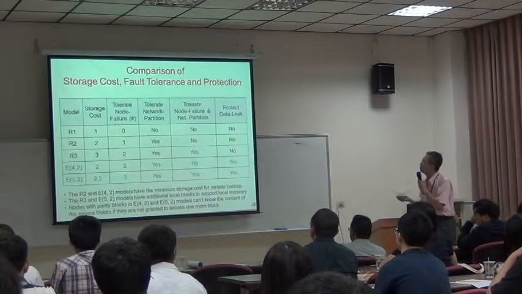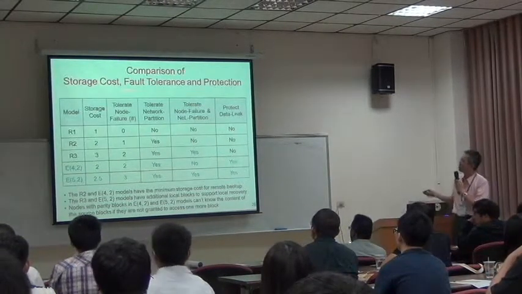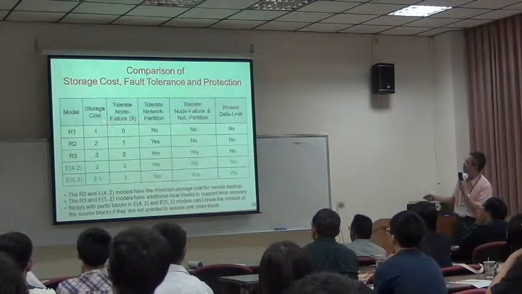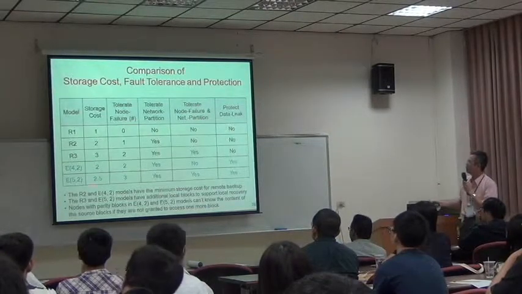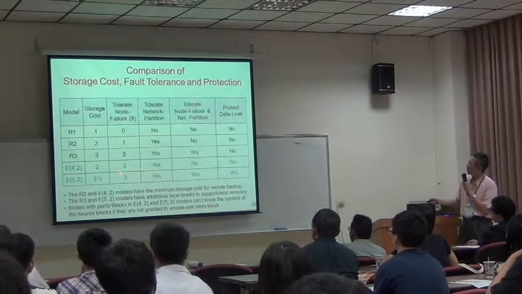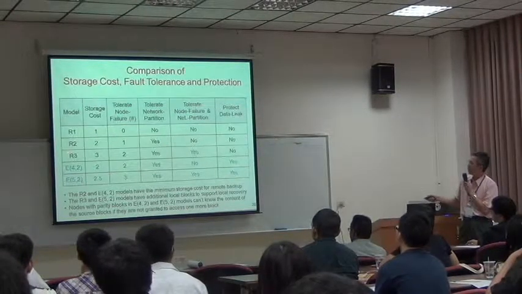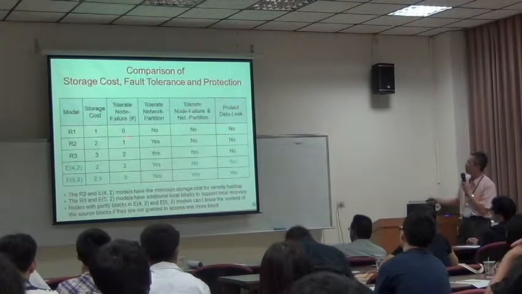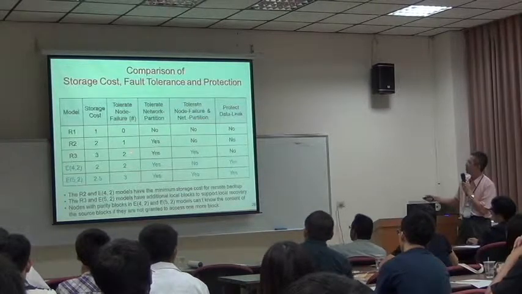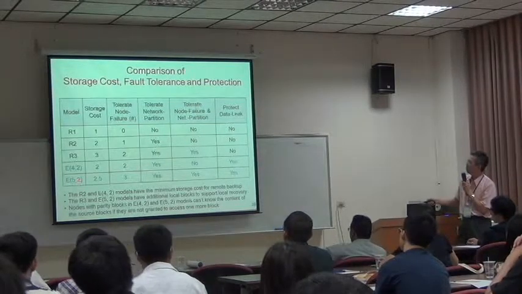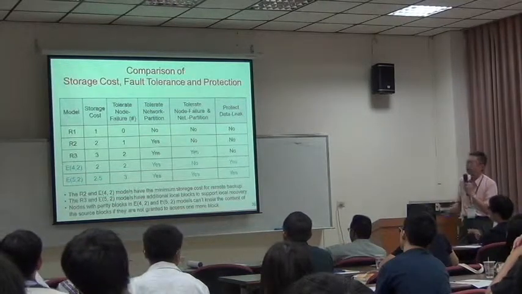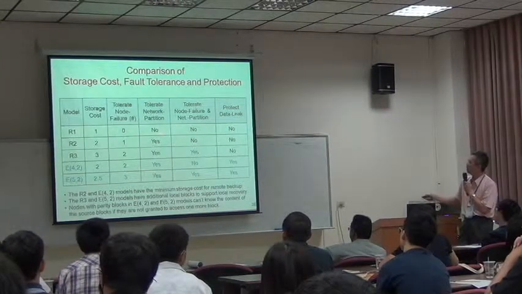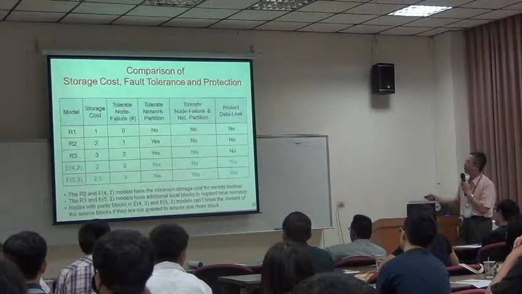This is a simple comparison of the five models we just presented. For the R2 and the E42, we have a minimal storage cost. And for the E52, we have a smaller storage cost than the R3, and we can tolerate 2 node failures just like the R3. But E52 can tolerate 3 node failures, and these 4 schemes have a remote backup, so they can tolerate the network partition.